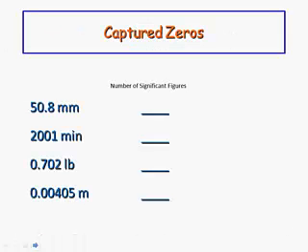All right, so let's look at these examples here. This 0 is a captive 0, so it is significant. 50.8 millimeters has 3 significant figures. 2001 has 4 significant figures. This one just accentuates the decimal point, so that means that 0.702 pounds has 3 significant figures. Here, this one is accenting the decimal point. These are placeholders, and so this one, 0.00405 meters, has 3 significant figures.